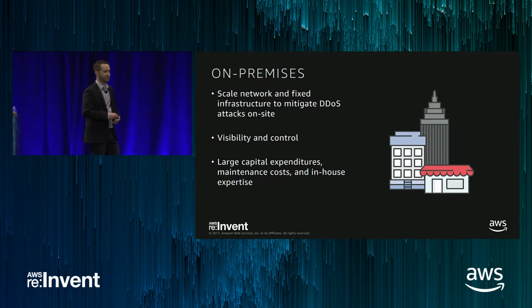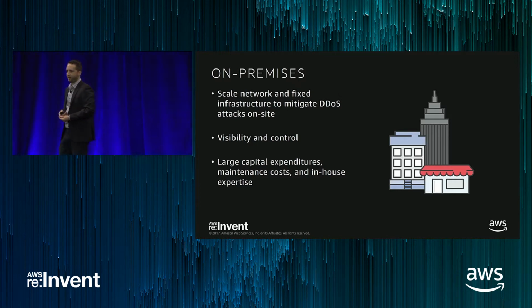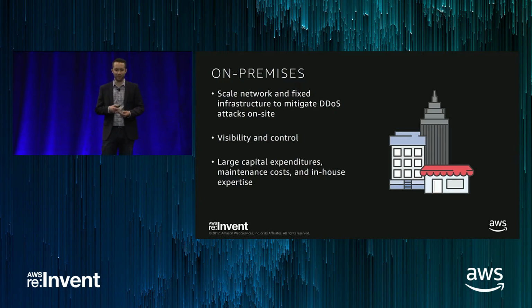On premises, you had to do everything yourself, but there were actually some benefits to this. You had full visibility and control into everything on your network. You could buy the appliances you wanted to mitigate the DDoS attack. You could buy the capacity you wanted, and decide how much capacity to buy. But the challenge with this is that it incurred large capital expenditures and maintenance costs, and you had to maintain your own in-house expertise. You had to hire people who knew about DDoS attacks and other application threats and make sure they were prepared to respond.